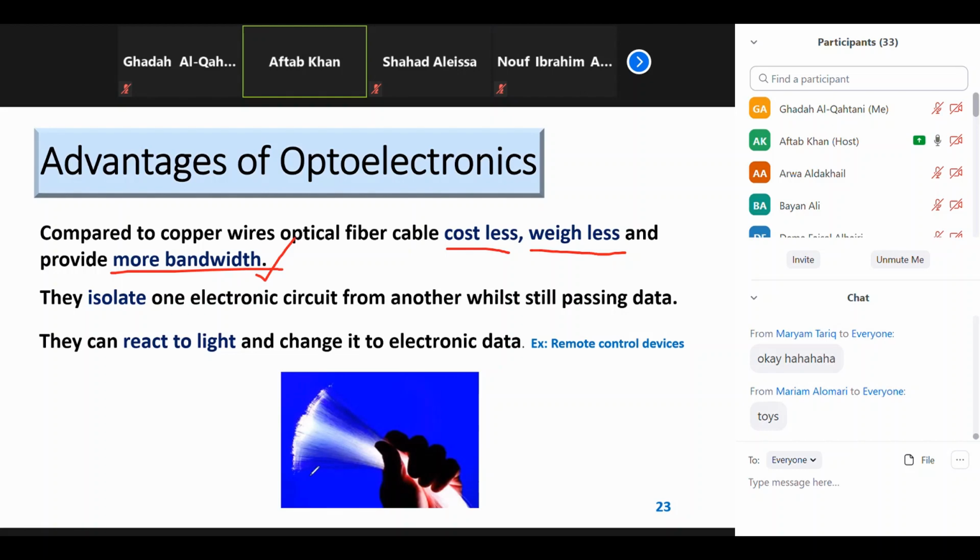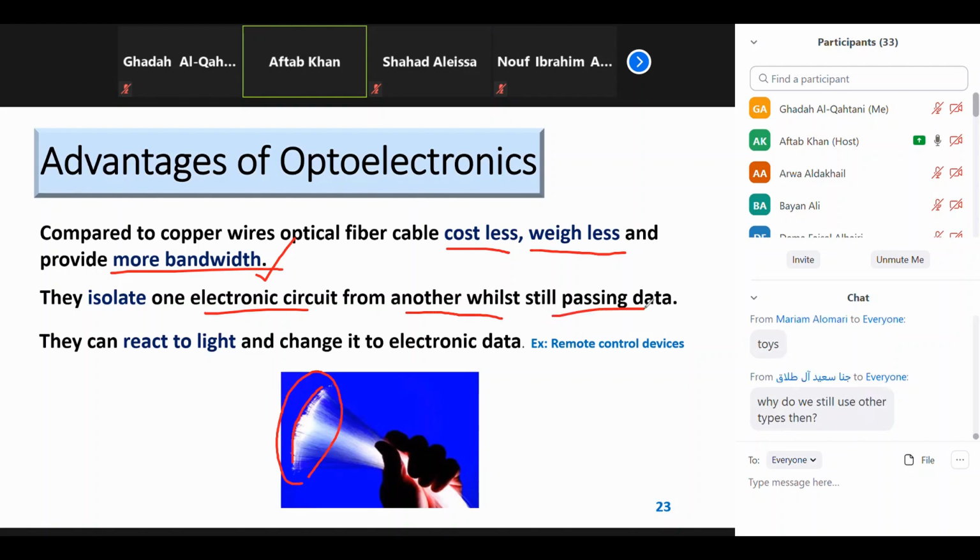Maybe you have noticed this type of optical fiber, where we give a light here and on the tip the light is glowing. There are a lot of applications nowadays to decorate the home. They isolate one electronic component from another while passing data, so that you cannot touch any naked electrical wire, because it's so dangerous and hazardous.